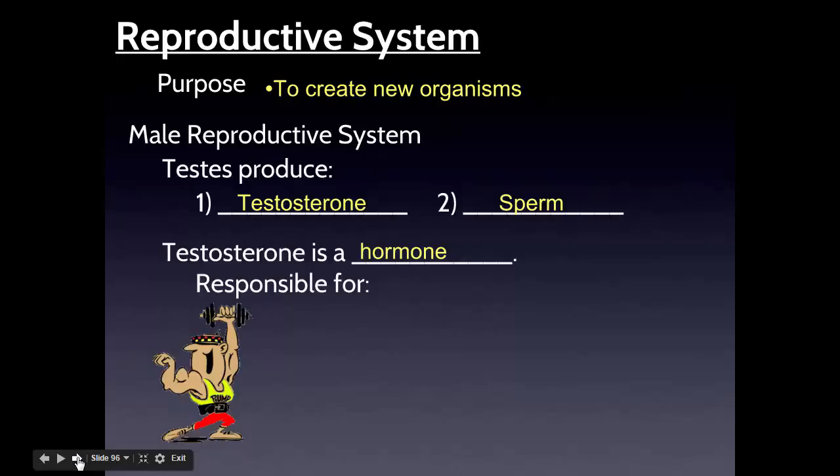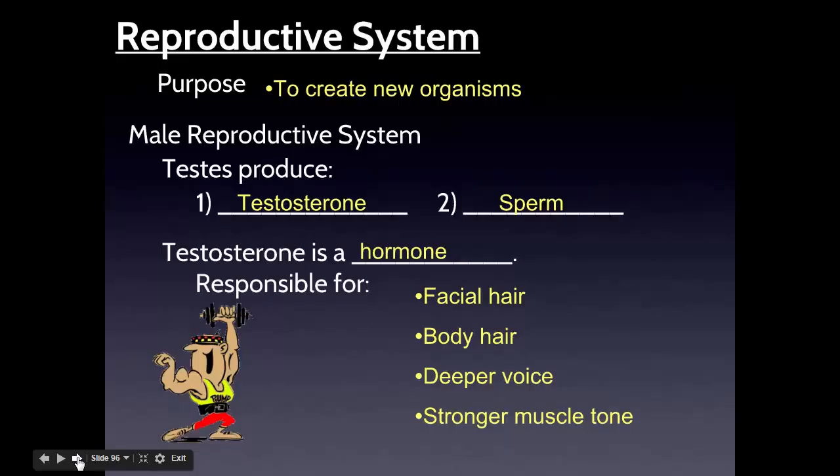As males age, the levels of testosterone in their body increase over time, and it leads to changes in their body which are controlled by testosterone. Some of those things: facial hair. Testosterone stimulates the growth of facial hair. It also stimulates the growth of body hair. Testosterone leads to the voice deepening. Testosterone in the blood also stimulates the development of muscle mass.